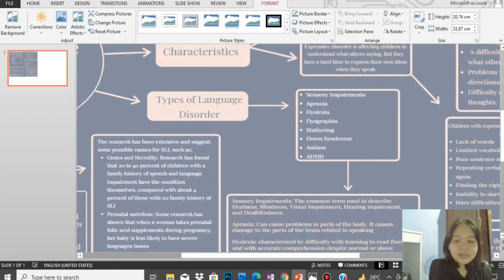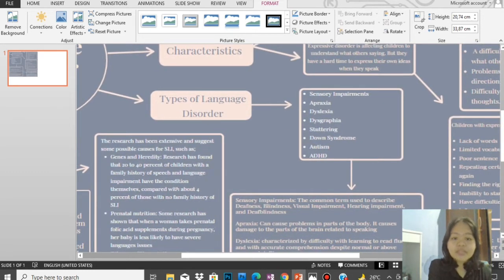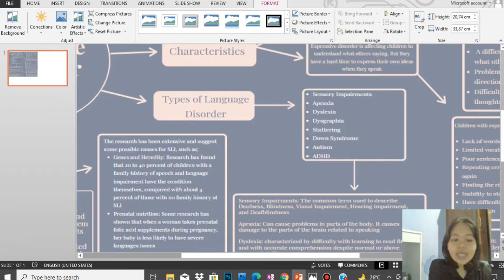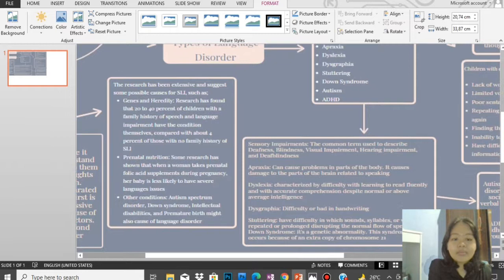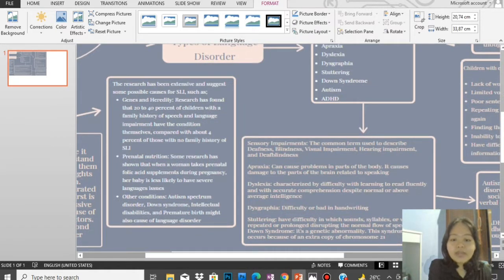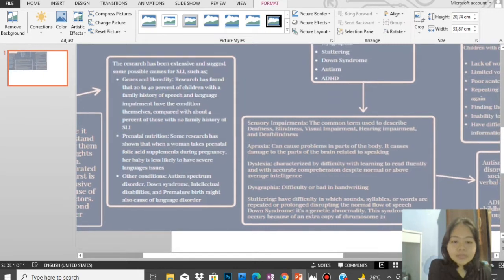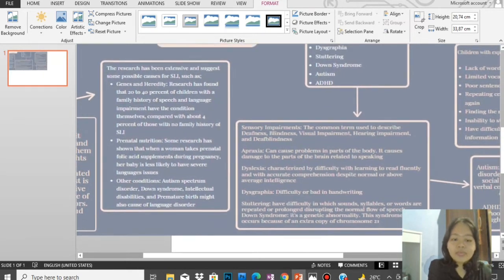There are some types of language disorder such as sensory impairments, apraxia, dyslexia, dysgraphia, stuttering, Down syndrome, autism, ADHD. Sensory impairments is the common terms used to describe deafness, blindness, visual impairment, hearing impairment, and deaf blindness. Meanwhile, apraxia can cause problems in parts of the body. It causes damage to the parts of the brain related to speaking.